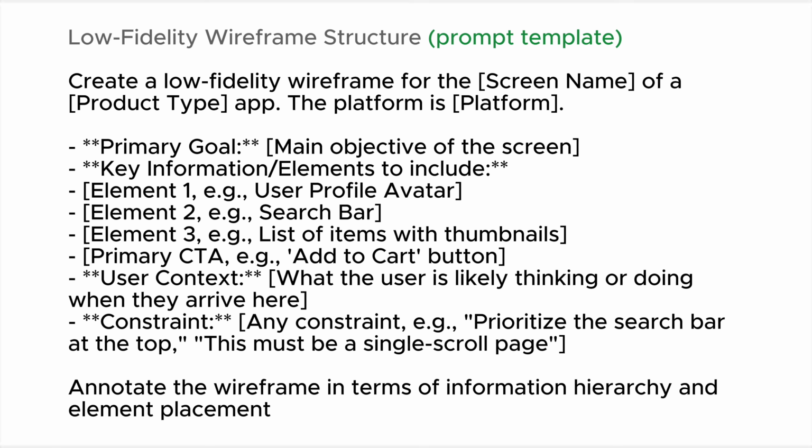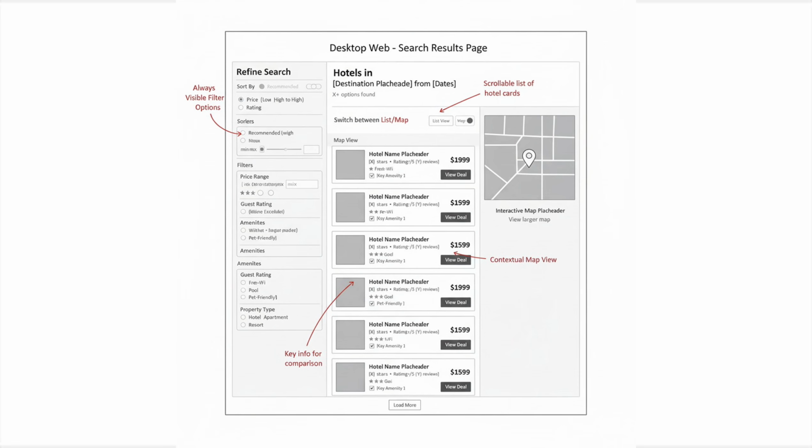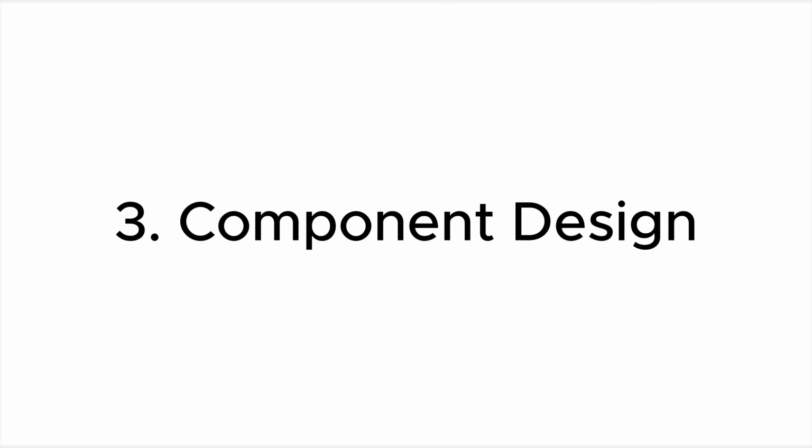The next case is using Nano Banana for wireframing. Use this prompt to quickly generate structural ideas for a specific page or screen. I try to articulate what I want to see on a page or screen, and I also ask AI to annotate key areas. And this is what Nano Banana generated for me. Looks nice, I think.